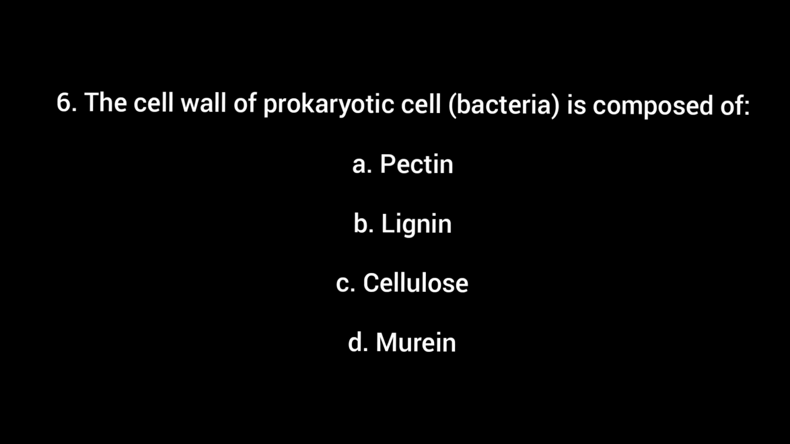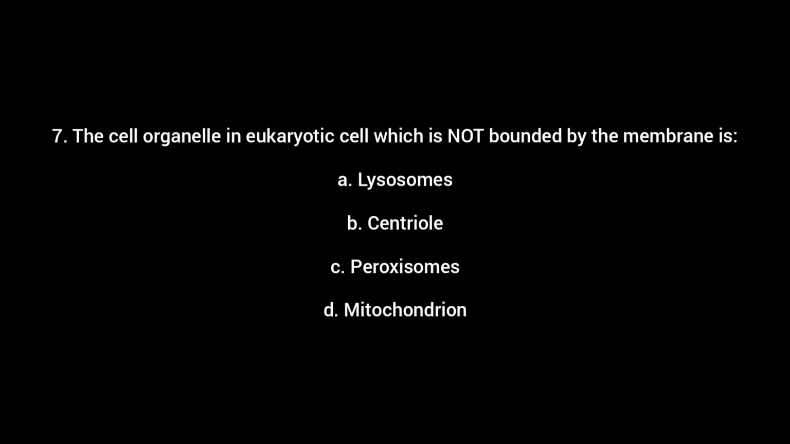MCQs number 6. The cell wall of prokaryotic cell or bacteria is composed of pectin, lignin, cellulose, murein. So the correct option is D. Murein or peptidoglycan.